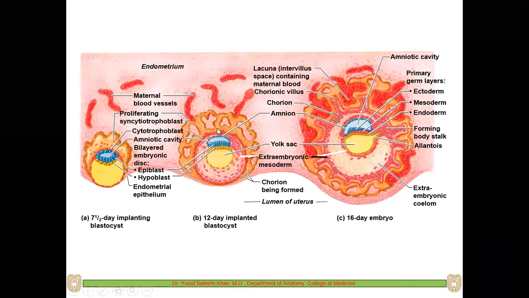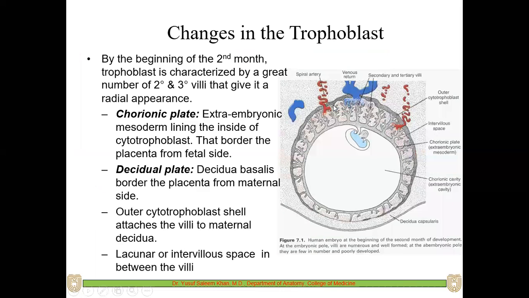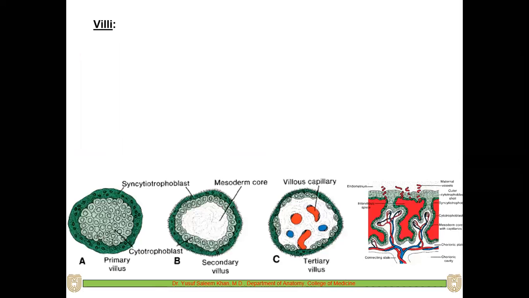So in the early stages, there is only the syncytiotrophoblast. Then the cytotrophoblast entered. So this syncytiotrophoblast with the cytotrophoblast is called the primary villi. Okay. Now the extraembryonic mesoderm also starts entering. Now this becomes the secondary villi. You see here, now if you can appreciate, you can see here.